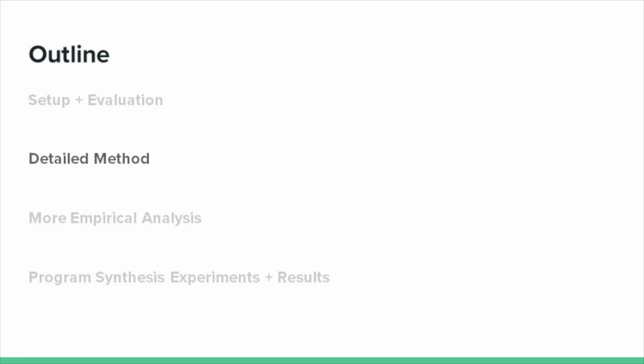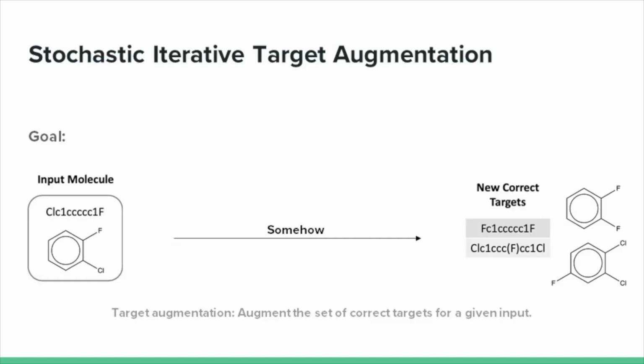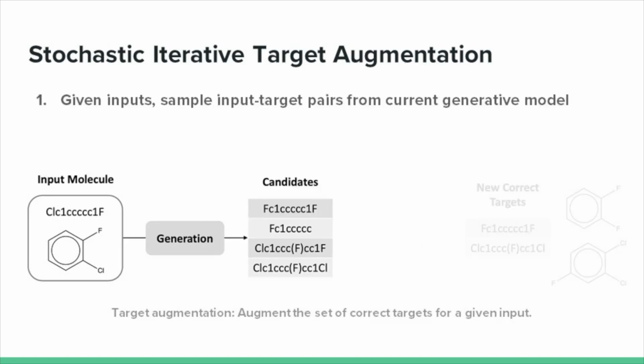Okay, so we've discussed our task setup and evaluation and how it mimics how one would use molecular optimization in practice. Now I'm going to go over our method again with some additional details and observations. All right, so as the name suggests, the core piece of our method, stochastic iterative target augmentation, is the target augmentation step. In our training dataset of input-output pairs, each input is matched to a single correct output. But in molecular optimization, there could be several different correct outputs for a single input.